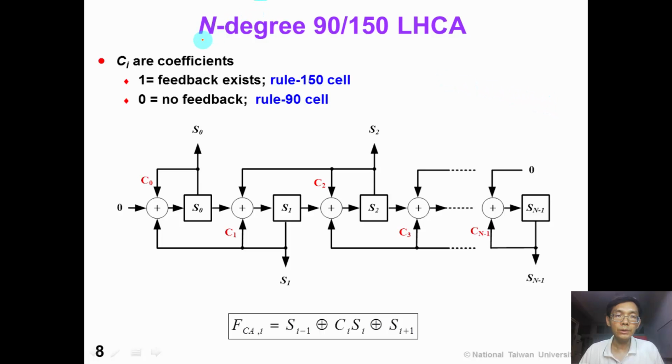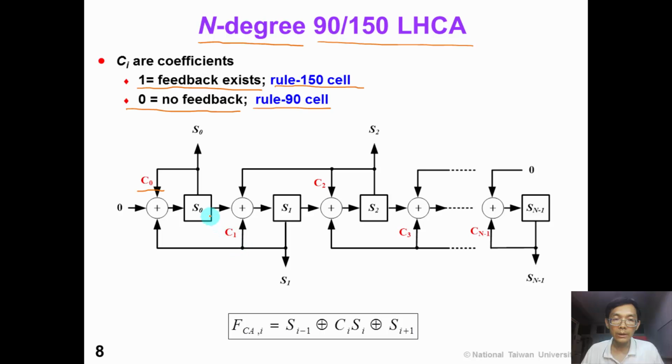This figure shows an n-degree 90/150 LHCA. For each inclusive OR, we have one configurable coefficient where Ci equals 1 if the feedback exists. Then this is a rule 150 cell. Ci equals 0 if there is no such feedback. Then it is a rule 90 cell.